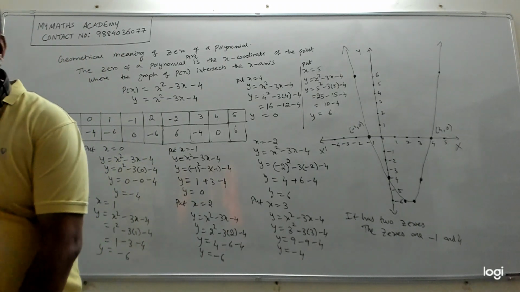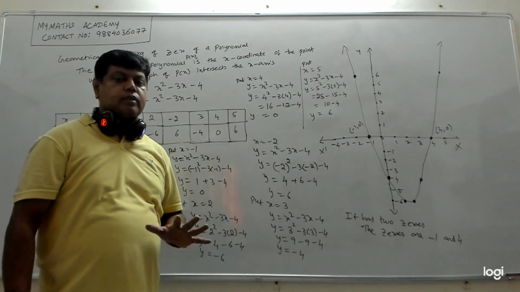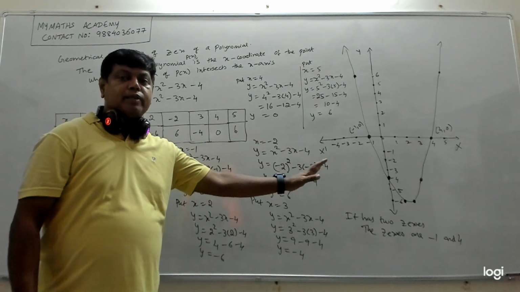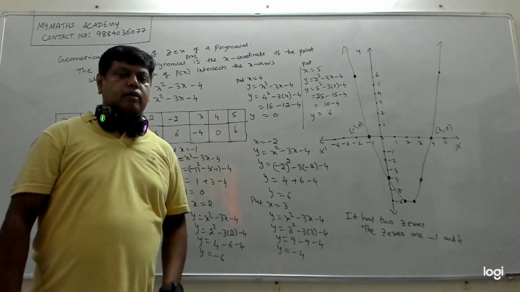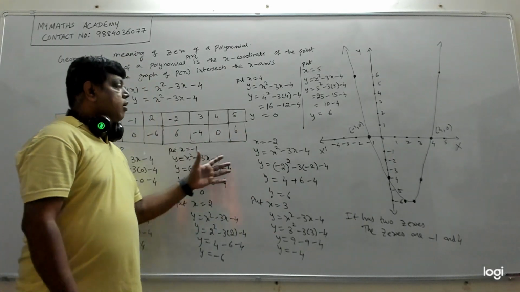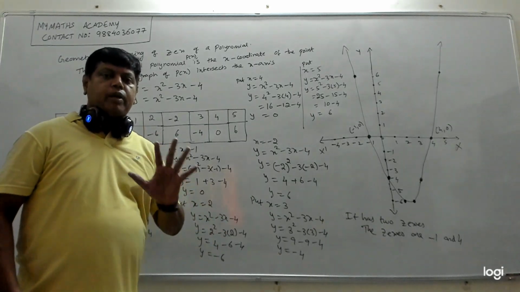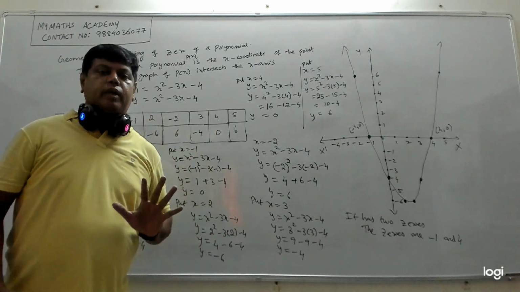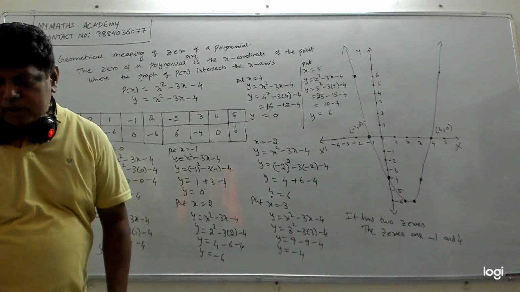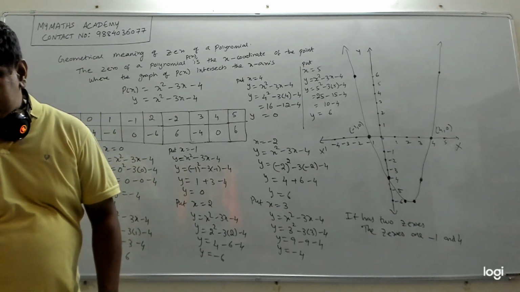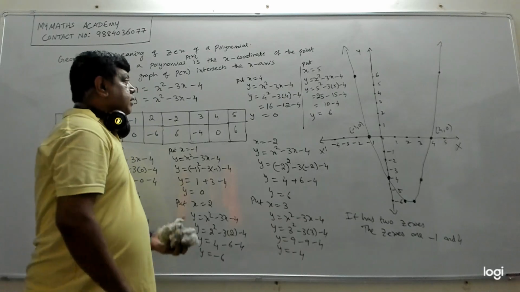Fine. So how many places is the graph of the polynomial touching your x-axis? That many zeros are there. Sometimes they'll give the polynomial, and you can draw the graph and find out. And sometimes they'll give only the graph. From the graph, they will ask how many zeros there are, which you can see in example 1 in your textbook on page number 27.